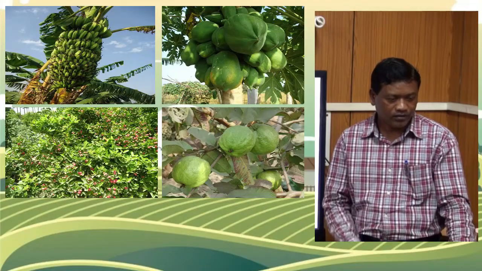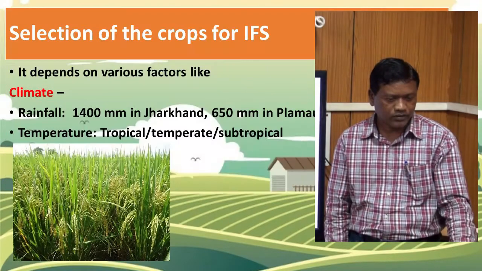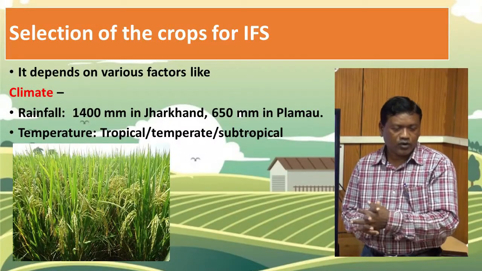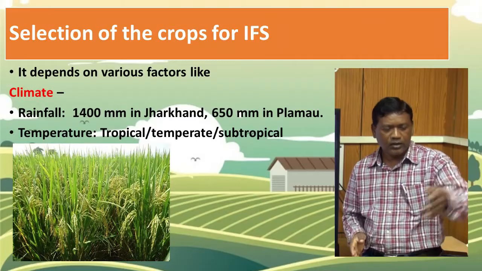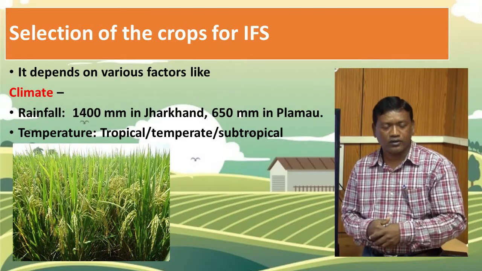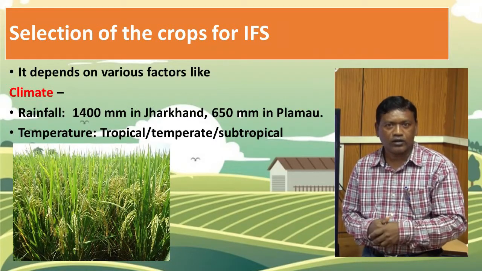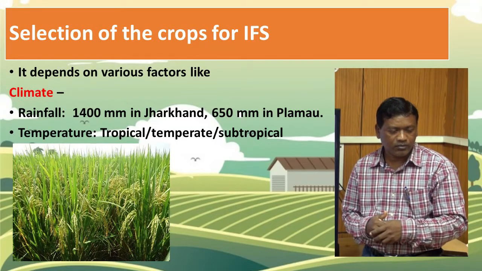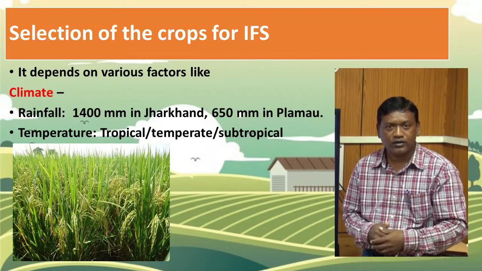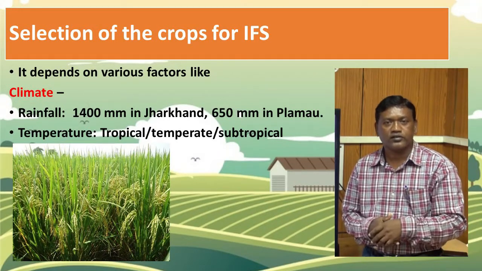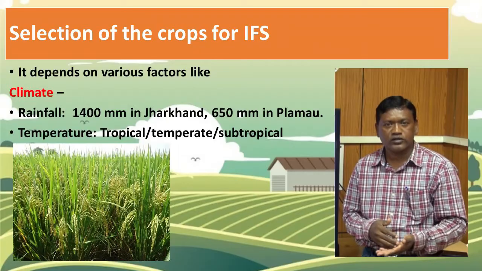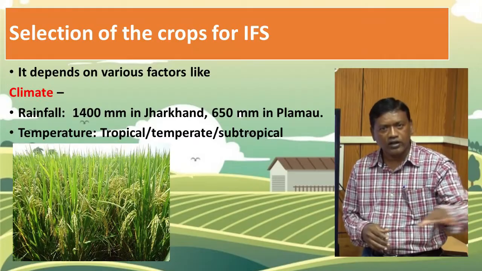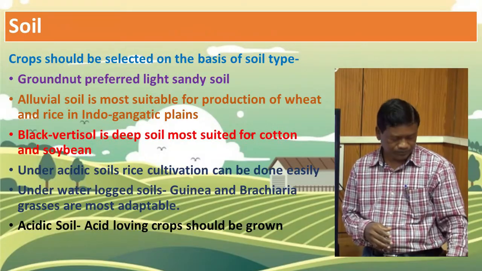Likewise, papaya and fruit crops. This is very important for the selection of the crops for farming systems. Climate: if the rainfall is maximum, then you can select accordingly. If the rainfall is less than 650 mm, then it can grow different types of crops. So there are different types of regions: wetland situations, dryland situations, and rain-fed situations. So you can select different types of crops accordingly.